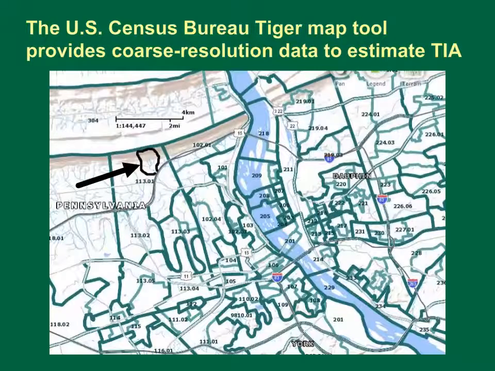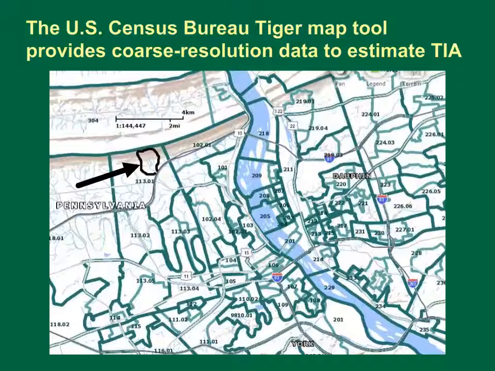The U.S. Census Bureau TIGER map tool provides coarse resolution data to estimate TIA manually or by using GIS. This map shows the census blocks near the Federal Highway Administration Highway Runoff Research Site near Harrisburg, Pennsylvania. Pine Run, the upstream basin, which has an area of about 0.5 square miles, is delineated using a black line and is identified by the black arrow in the upper left quadrant. This basin is in local census block 113.01.